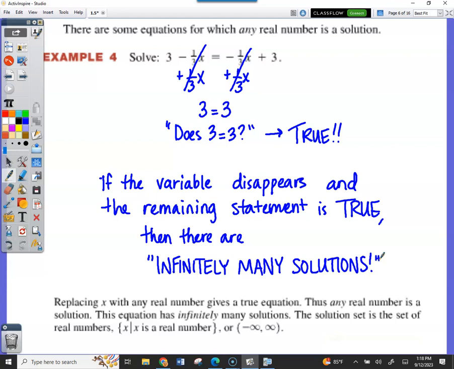When you're solving the equation, listen, if the variable disappears and the remaining statement is true, then it equates to infinitely many solutions, which means all real numbers. You can pick any number you want, you can plug it in for x, and you will get the same expression on the left as you would on the right.